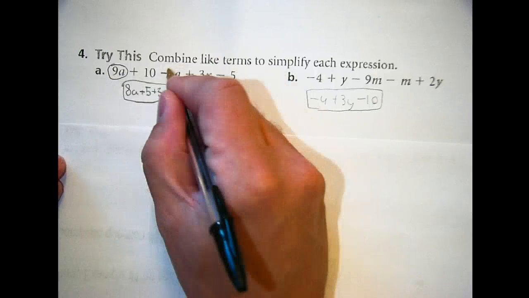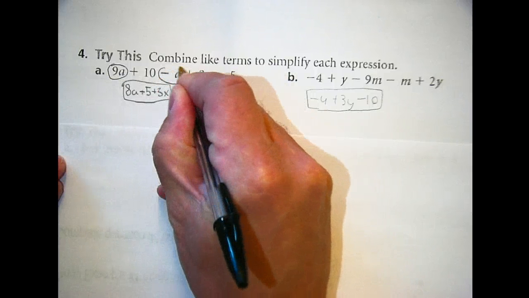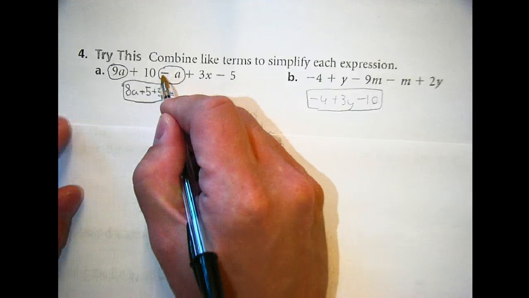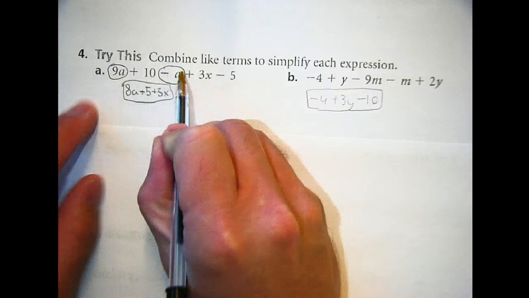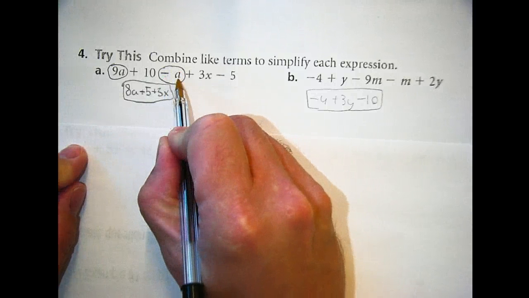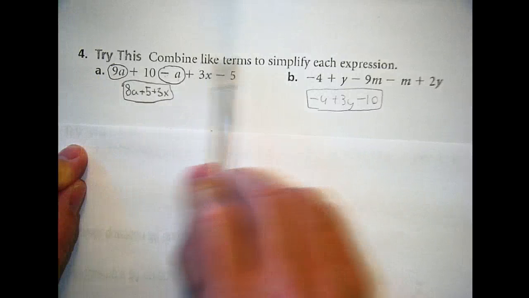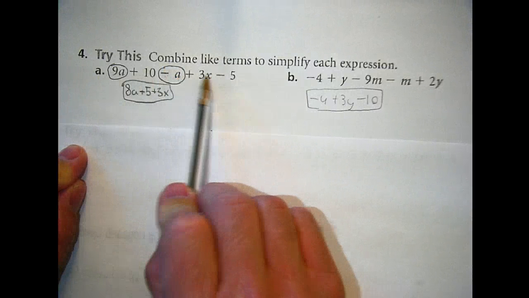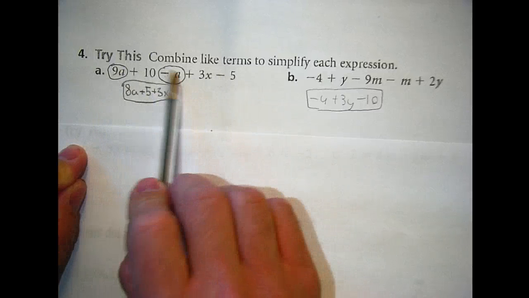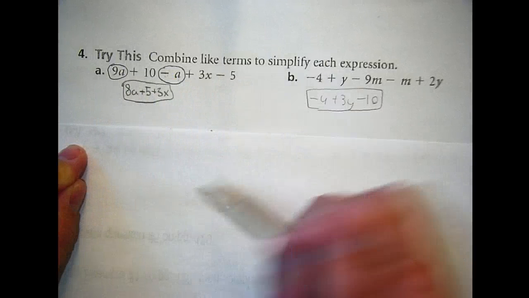So you got 9A and minus A. And notice I put the minus sign with the A here. The sign that's directly in front of it, if you're reading from left to right, actually goes with that term. So this expression has 1, 2, 3, 4, 5 terms. These two are like terms. So 9A minus A is 8A.